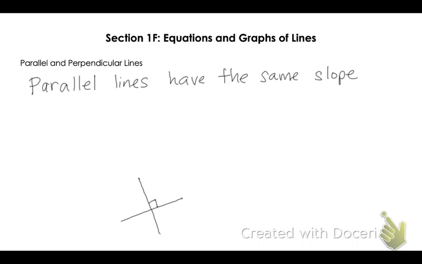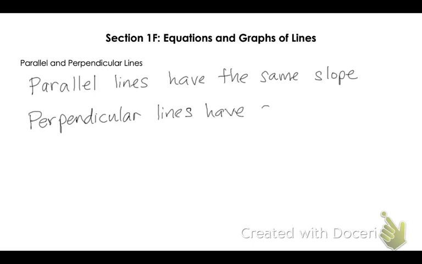Okay, so the way you can tell by looking at the numbers, perpendicular lines have slopes that are negative reciprocals. I'll tell you what that means in a second.